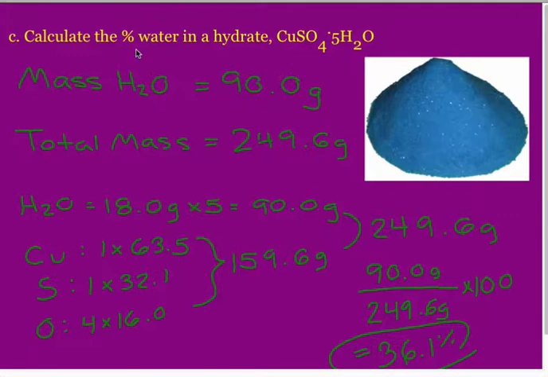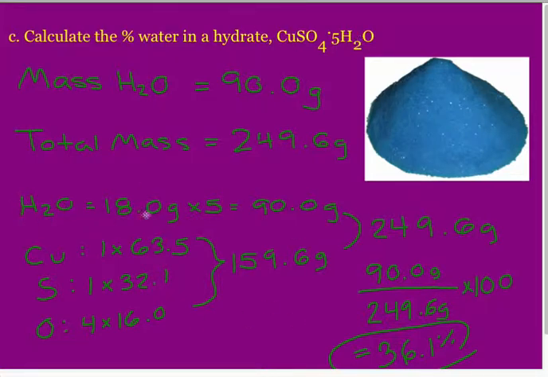You can also do percent water in a hydrate, which is what we're going to do in a lab. This is one of our pretty ones here. What you're noticing is that we want just the percent water, so we're not doing every element, just the specific one. I looked up just the mass of the water. I have 5 waters, which is 90 grams. My total mass is the molar mass of the entire thing, and that work is down here.